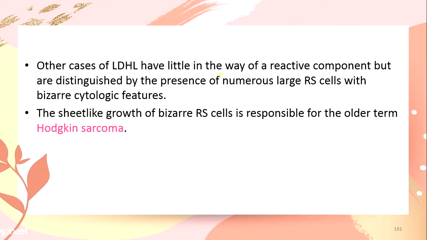In the other type, the reactive component is less and the RS cells can be easily found with bizarre cytological features. And the sheet-like growth of bizarre RS cells is responsible for the older term which was used, Hodgkin's sarcoma.